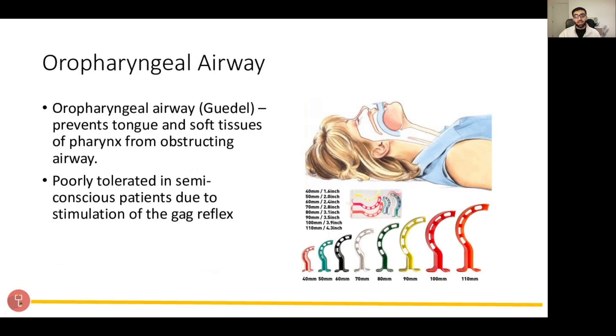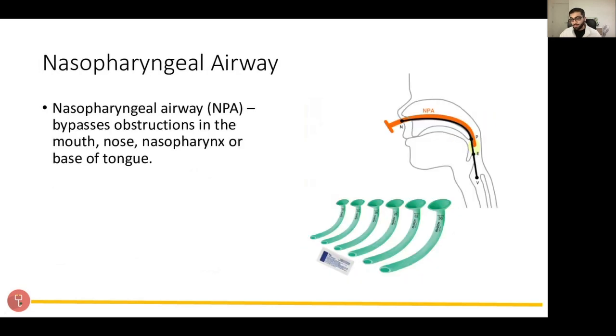However, it's poorly tolerated in patients who are semi-conscious because it stimulates the gagging reflex as it touches the back of the throat, as you can see in the image. But again, this is often your first line tool for a patient if you can't get proper ventilation, but you don't want to start invasive measures just yet.